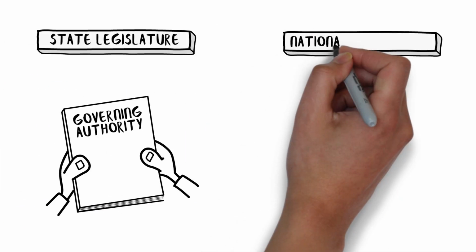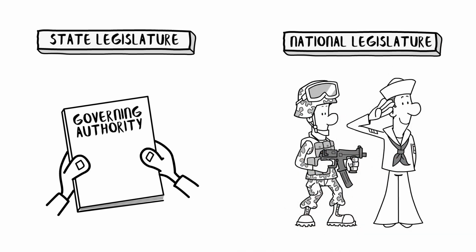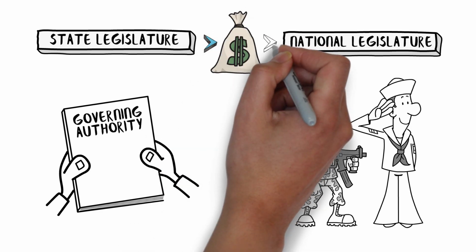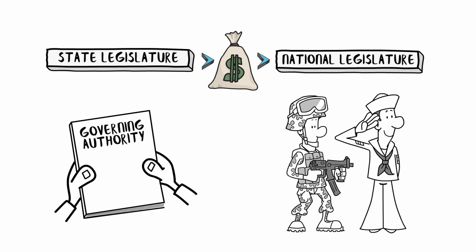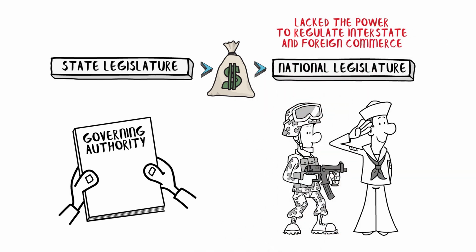The national legislature had the power to maintain an army and a navy. However, since it did not have the power to levy or collect taxes, it was dependent on the states for funding. Crucially, the legislature also lacked the power to regulate interstate and foreign commerce. While these limiting features of the national government were deliberate, the weakness of this governing arrangement soon became evident.